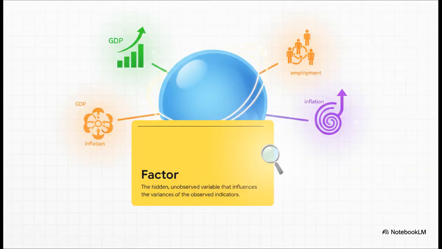What we're really after is the factor, which is our latent variable. In this case, that would be the big abstract idea of overall economic performance. The whole assumption is that this single underlying force is what's causing our three separate indicators, GDP, jobs, and inflation, to move in related ways.